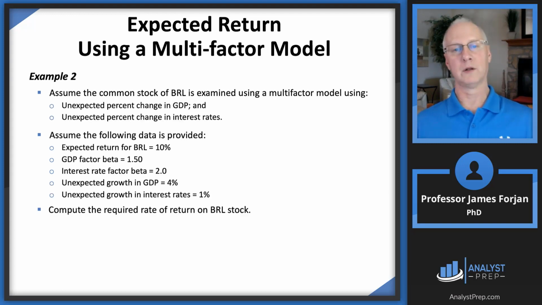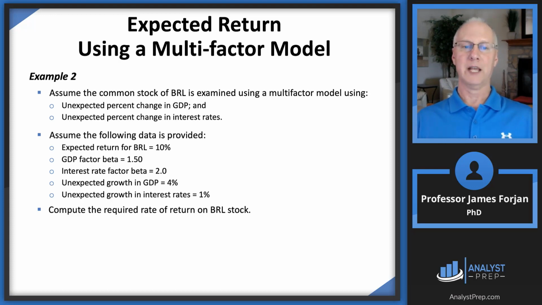How about if we include another factor? So let's go to a two-factor model in which our BRL common stock is sensitive to changes in GDP and changes in interest rates. So we still have the same 10% expected return. We've got a GDP factor of 1.5. We have an interest rate factor of 2. All right, so let's make sure you understand what that means.